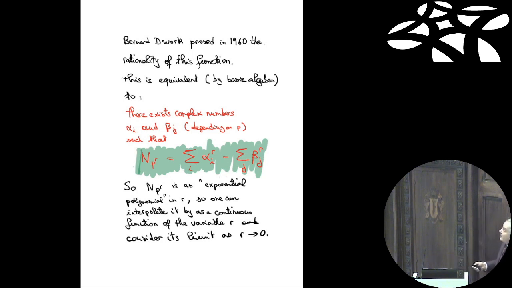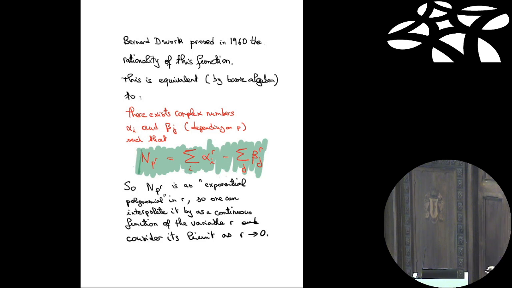You get that there is a finite family of complex numbers which depend on P, and your number N_P,r can be written as the sum of the alphas to the power r minus the sum of the betas to the power r. In fact, the alphas and the betas are essentially the roots of the polynomials occurring at the numerator and the denominator.